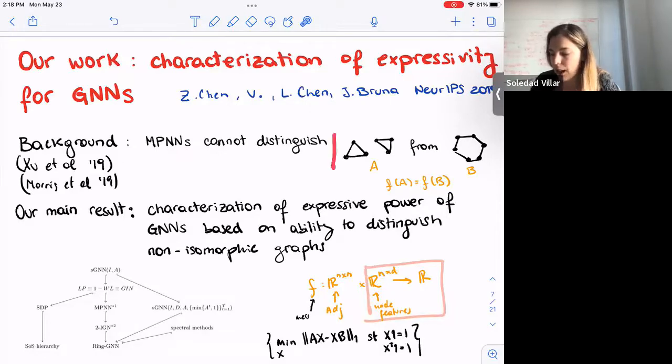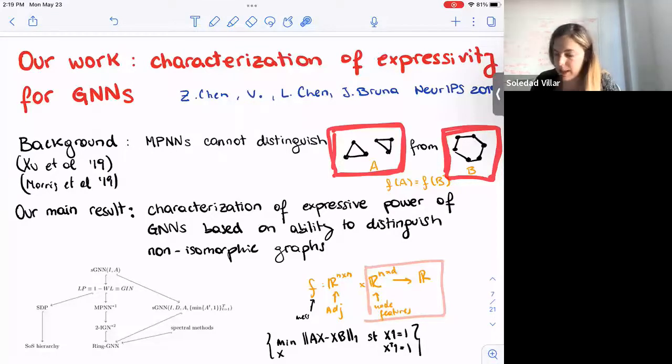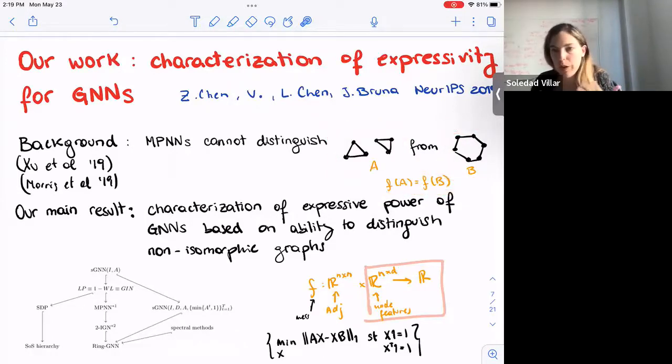So for instance, if you take A to be a graph consisting of two disjoint triangles, and B a graph consisting of one hexagon, these two graphs are 2-regular graphs with 6 nodes. It will happen that for every choice of parameters of your model, you'll have that f of A is equal to f of B. Meaning that this parameterization is not expressive enough. It doesn't allow you to distinguish graphs that are apparently very different.